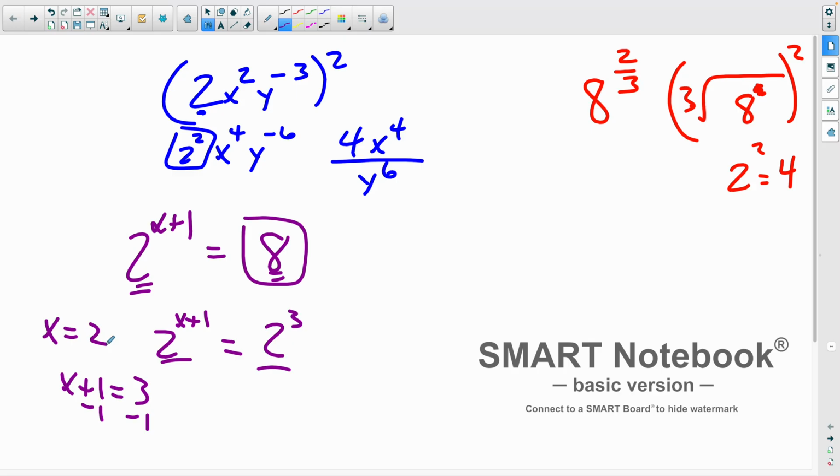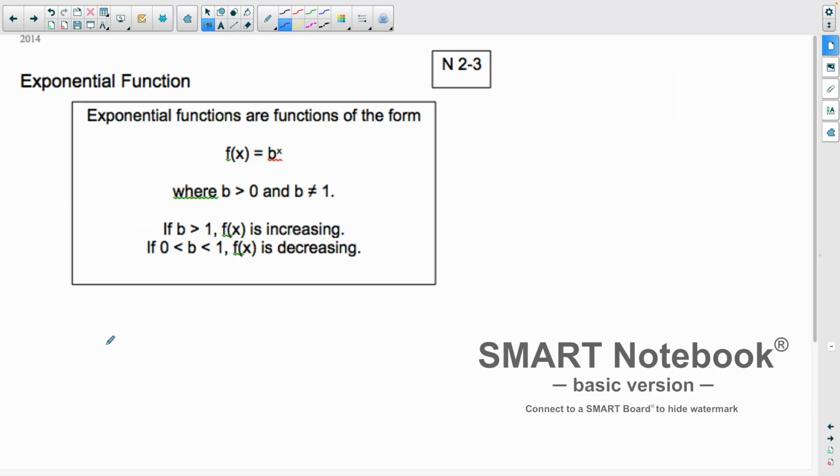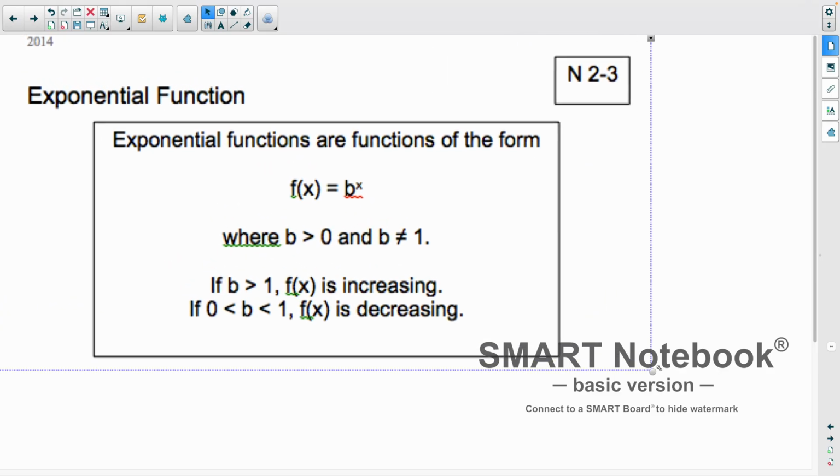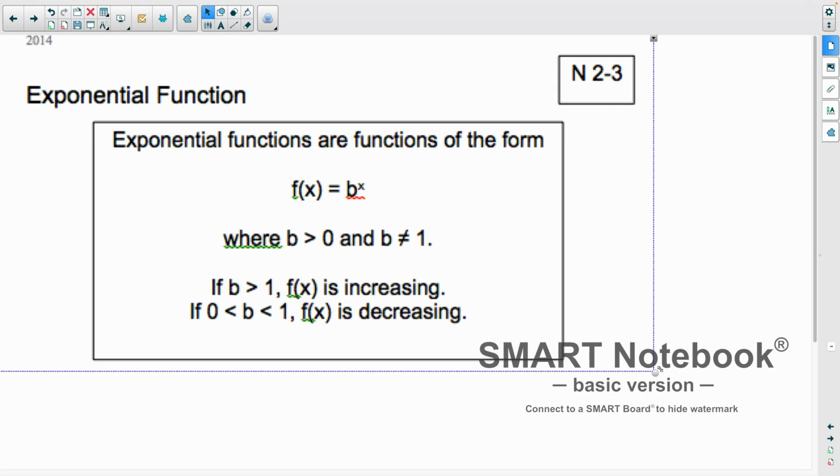Everybody good? All right. Today what we're going to discuss is we're going to talk about graphing. All right? So we're going to graph exponential functions. All right. So the first thing that I want to talk about is when we graph, it's going to be in the format of f of x equals b to the x. So we have a base, and we're going to raise it to an exponent x.